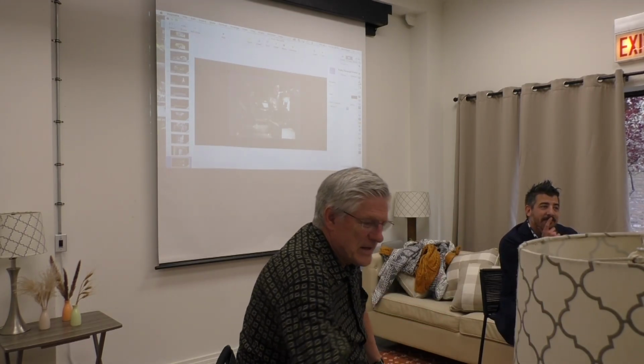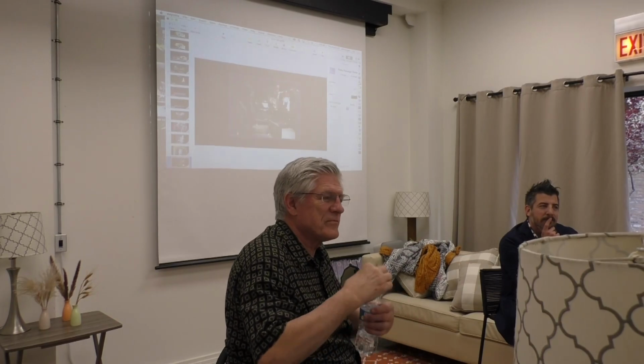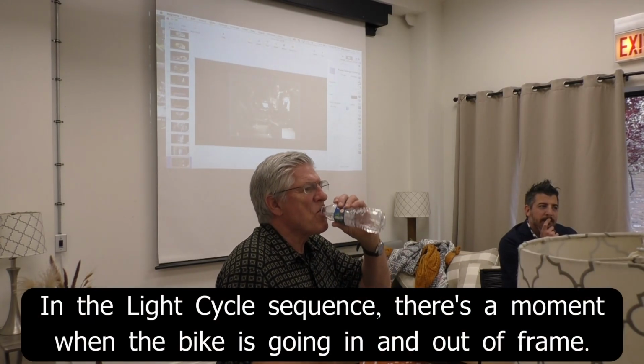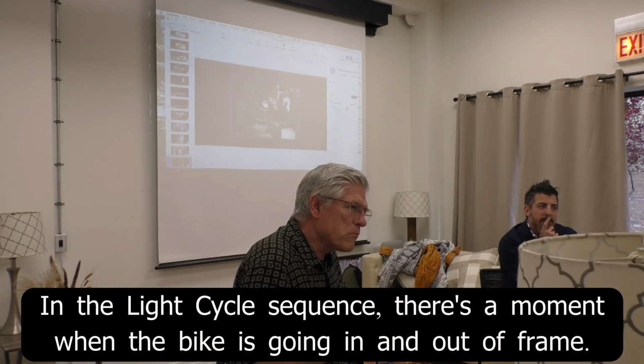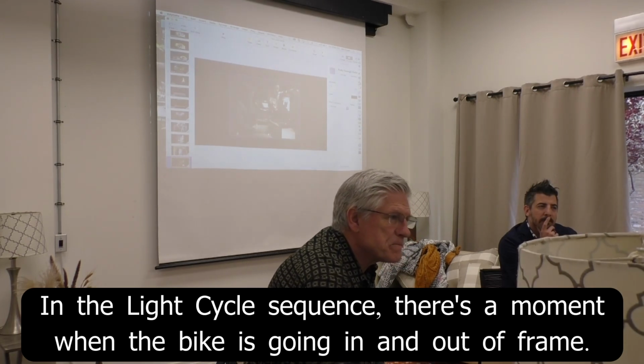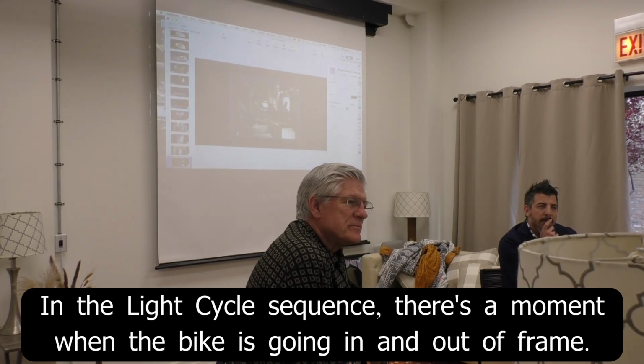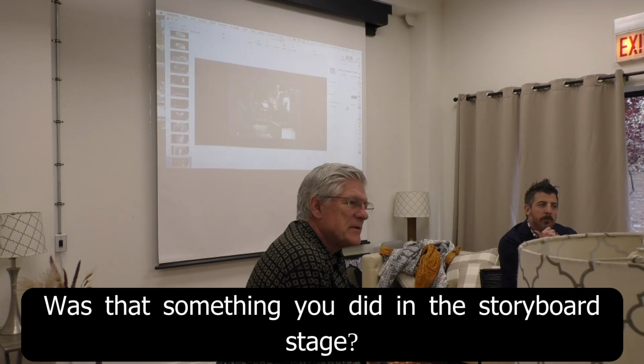One thing I was curious about with the light cycle sequence is there's a moment when it's real close up on the bikes, and the bike is going in and out of frame to imply the speed of the motion. Was that something you did in the storyboard stage, or something where you had to input those values? When did that come in as something we're going to do cinematically to make it feel like a chase?